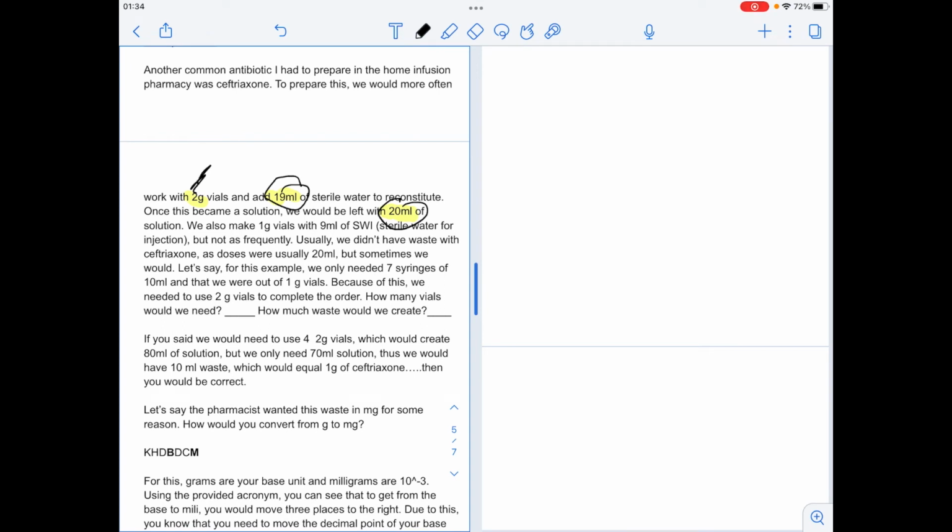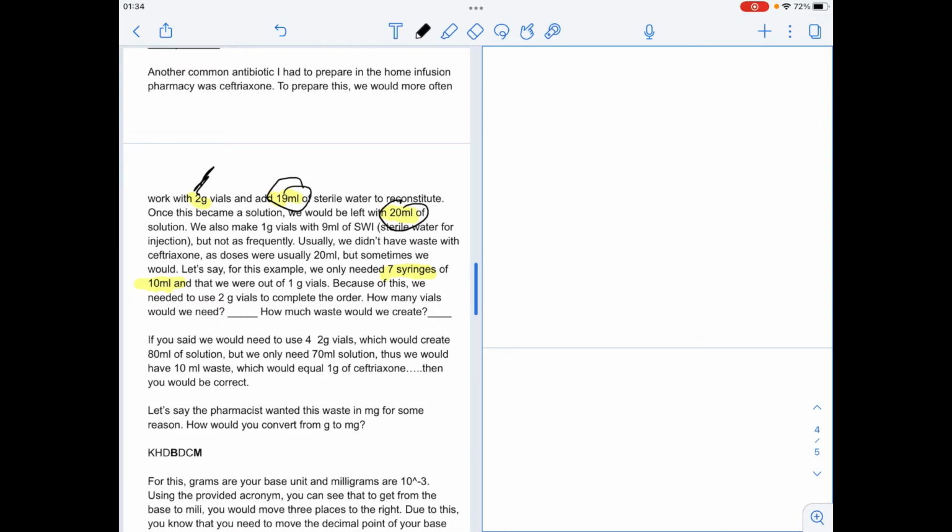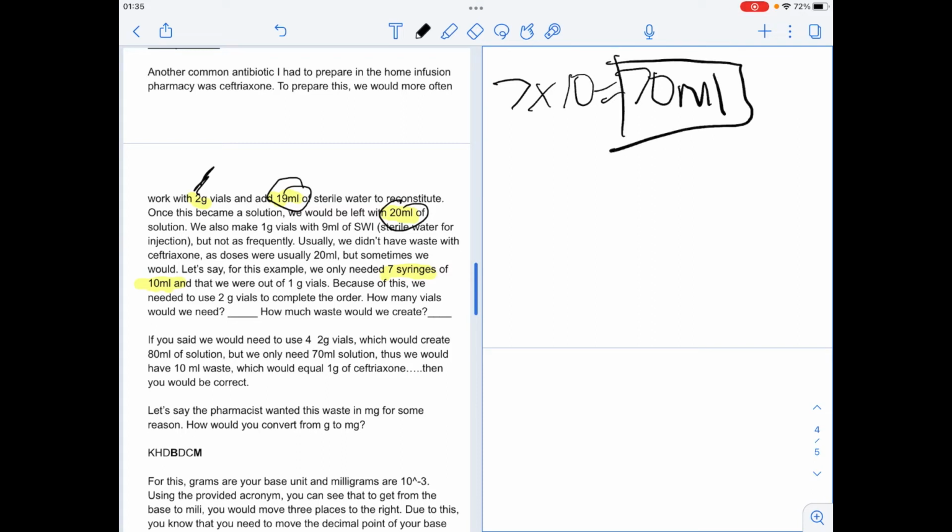Okay, so going back to our little highlighter, this prescription calls for 7 syringes, each of 10 milliliters. So let's figure out what that looks like. So 7 syringes, each 10 milliliters. So we do 7 times 10. So this prescription wants 70 milliliters total.